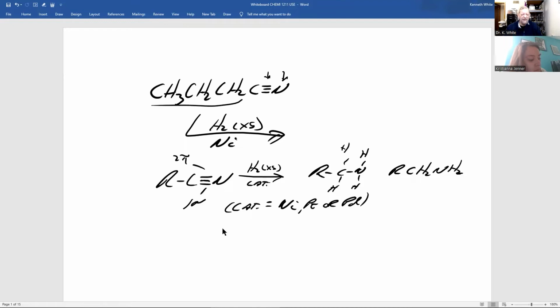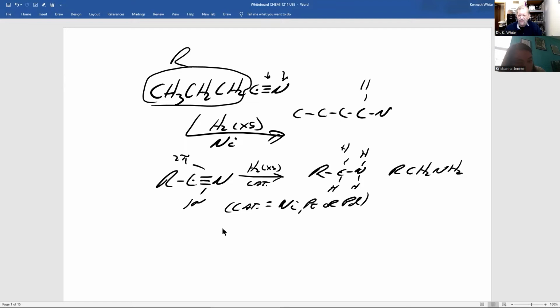Well, what's my R group? 3 carbons. 1, 2, 3. Remember, you don't break carbon-carbon single bonds. Then I'll have this carbon here, which becomes this carbon, and then nitrogen, and each carbon has 4 bonds, so I can put in the rest of the hydrogens. Remember, that's your friend on every test. And that's how you do it.